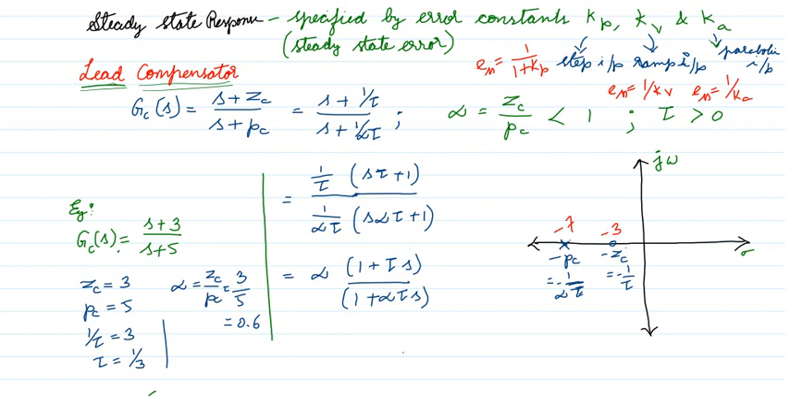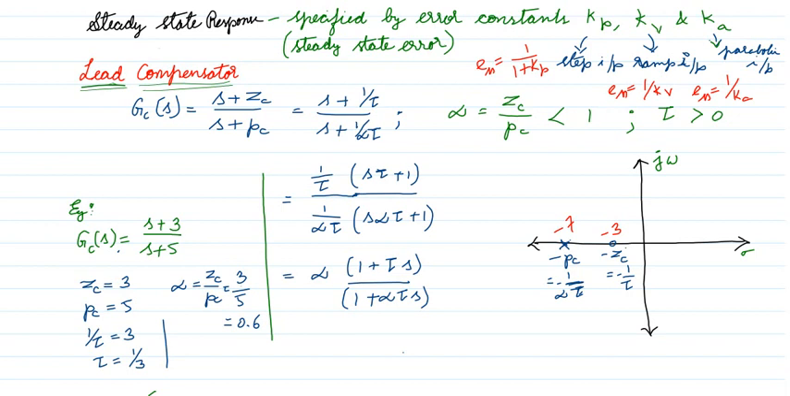Okay, for designing a system, they will mention Kv as a minimum value in the design. To improve the steady state response, these specifications will be given in terms of Kp, Kv and Ka. While designing a problem, we can understand these things much more easily, right? Now we look into the basics of a compensator.